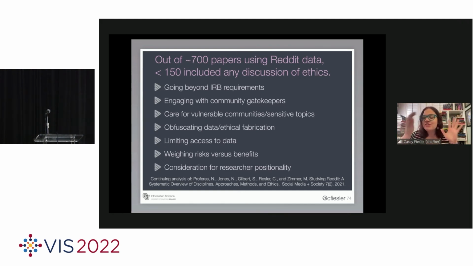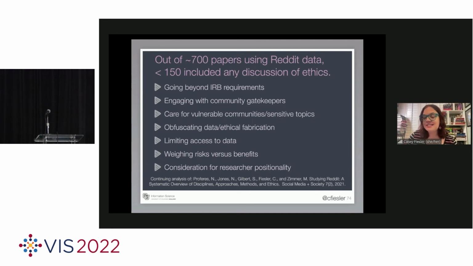But there were some really good examples of good ethical discussions in these papers where people talked about things like going beyond IRB requirements, of course. They talked about engaging with community gatekeepers, like talking to moderators in a community, even if they weren't getting individual consent. They talked about taking particular care for vulnerable communities and sensitive topics. There was discussion of obfuscating data, like ethical fabrication. So if you're going to quote something, maybe you shouldn't be able to lead back to that person. So you can obscure the quote so that it can't be Googled, for example.